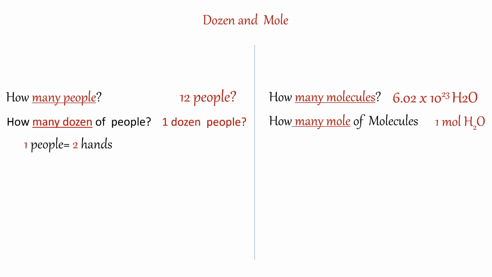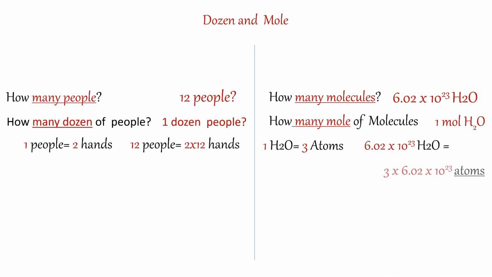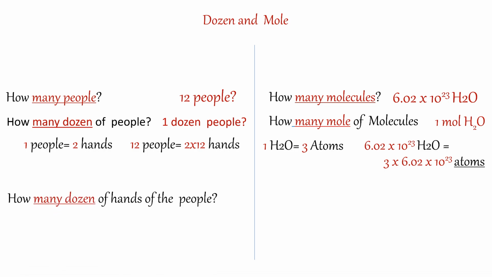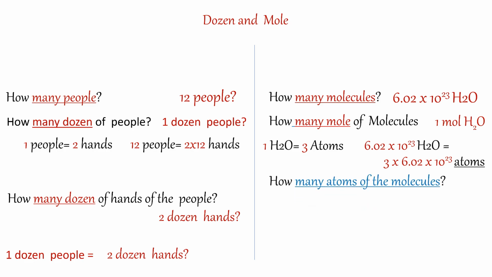But see here, one person has 2 hands. So when you have 12 people together, certainly 12 into 2 hands. And 1 water molecule contains 3 atoms. And Avogadro number of water molecules contain 3 times more atoms. How many dozen of hands of the people? 2 dozens, because 2 into 12 is 2 dozens. So you get 1 dozen people have 2 dozen hands.